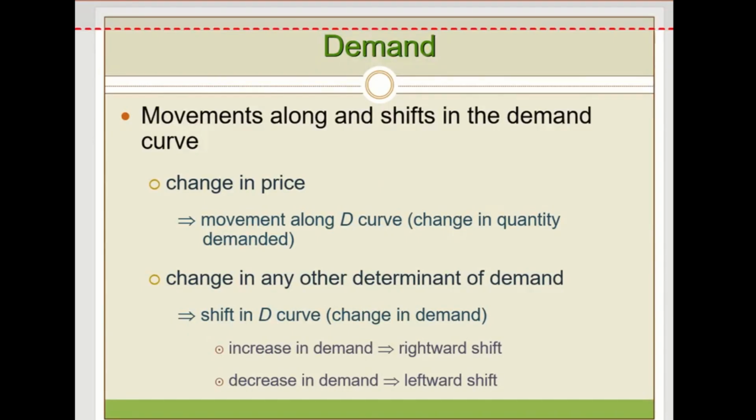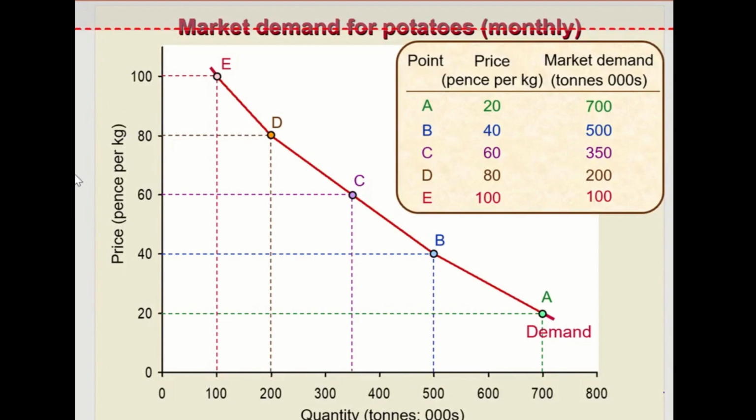So what happens? You will have movements along and shifts in the demand curve. When there is a change in price, you have a movement along the demand curve. So you have a change in price here. Suppose the price increases from 40 to 60. What do you see? From 40 to 60, you have a movement along the demand curve. Therefore the quantity will decrease from 500 to 350.